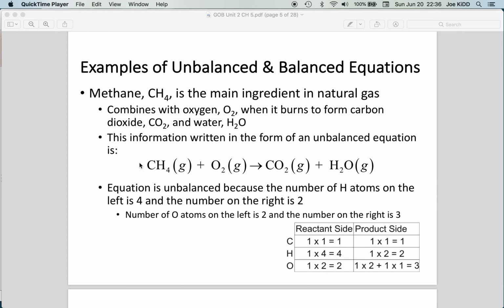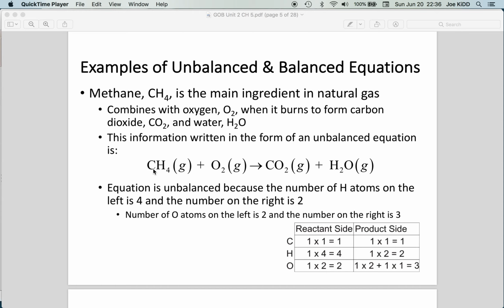Combustion reactions are always hydrocarbon plus oxygen yields, or equals, in chemistry we say yields, CO2 and water. Always, always, always. In a little bit, we'll also talk about the fact that this also generates heat. But explosions generating heat, hopefully that doesn't sound terribly surprising to you. So methane, the main ingredient in natural gas, will combine with oxygen when it burns, forming carbon dioxide and water. It's written like this.